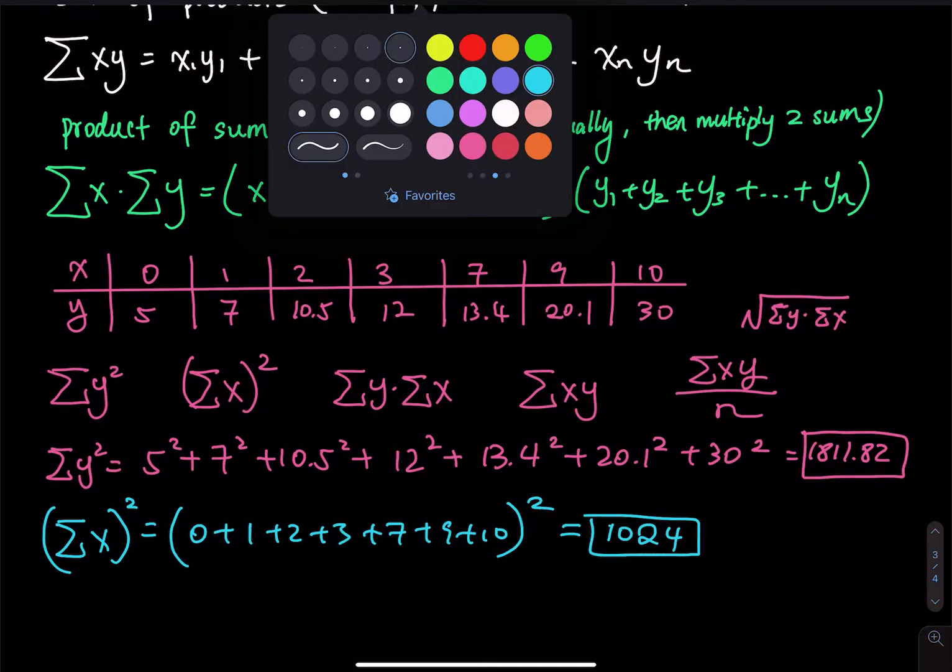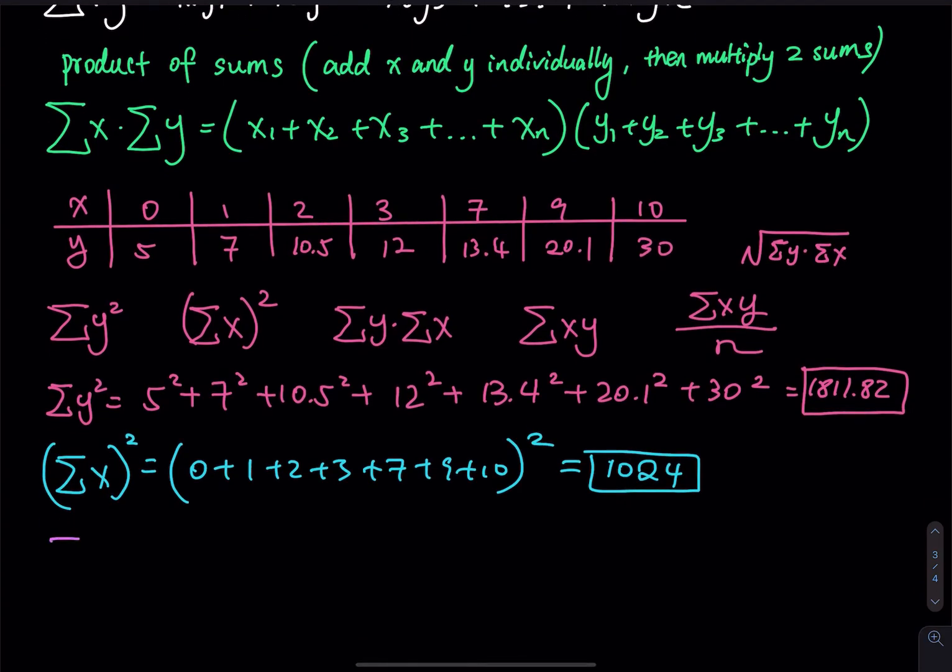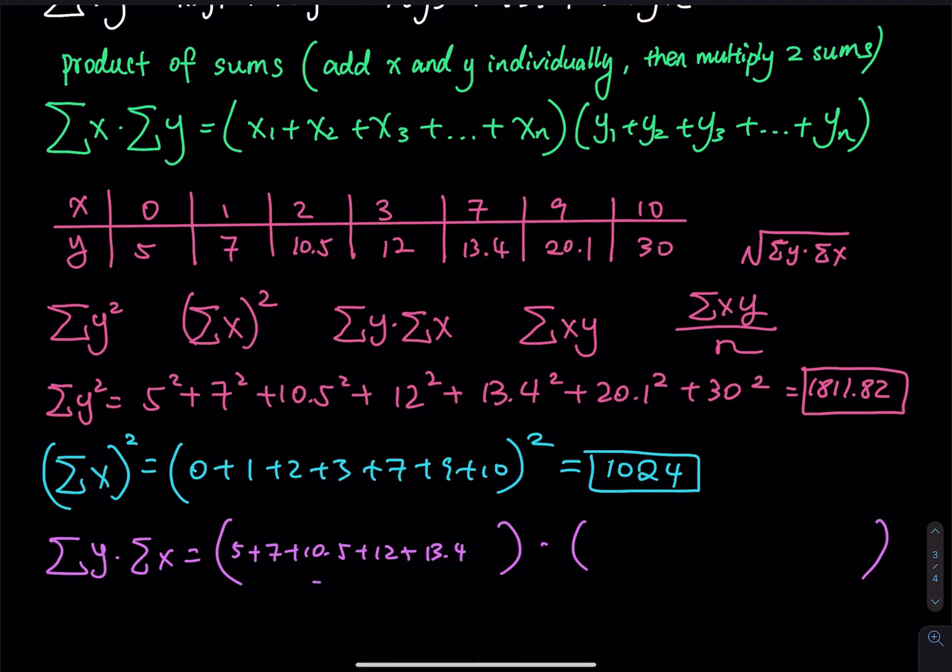And then the next one is the sum of Y times the sum of x. So the sum of y times the sum of x. So we have to add the y and then we multiply the sum of x. Okay, so let's add all the y. So that is 5 plus 7 plus 10.5 plus 12 plus 13.4. Let's move that to the second line, 20.1, and then plus 30.